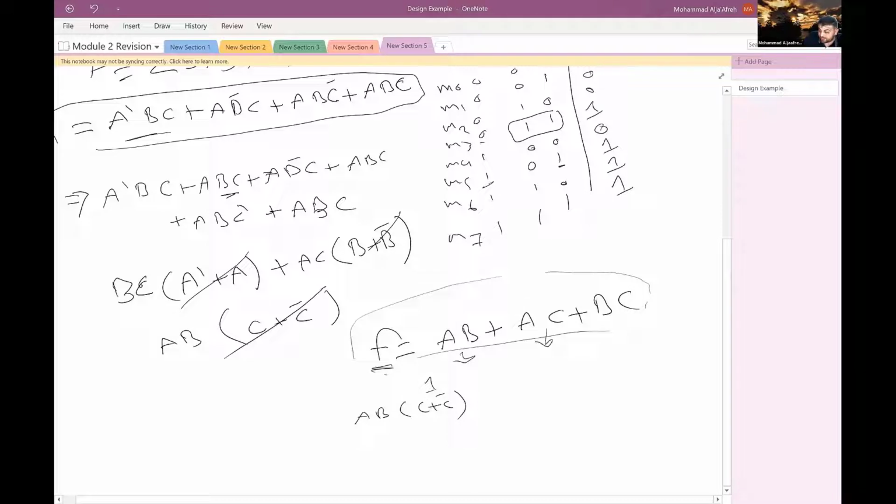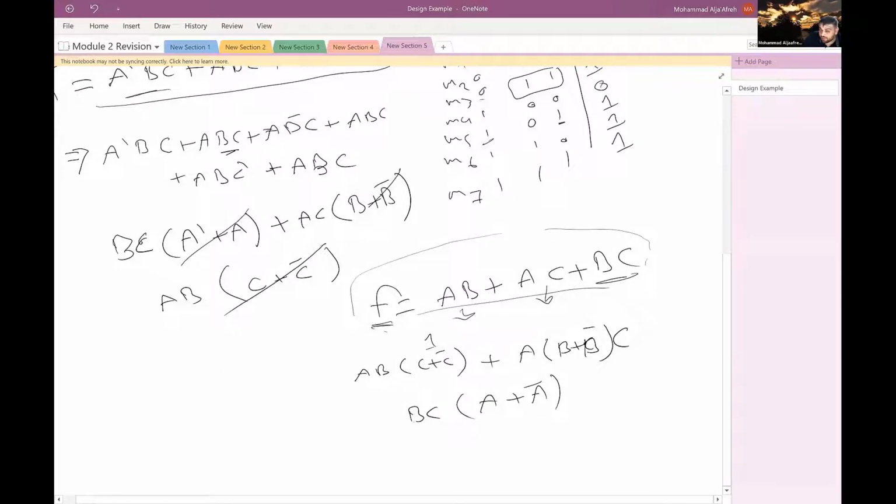Now here we're missing B, so what we're gonna do is A multiplied by B plus B prime, and C. Okay? And here we're missing A, so what we will do is we will say BC will be multiplied by A plus A prime. Okay?